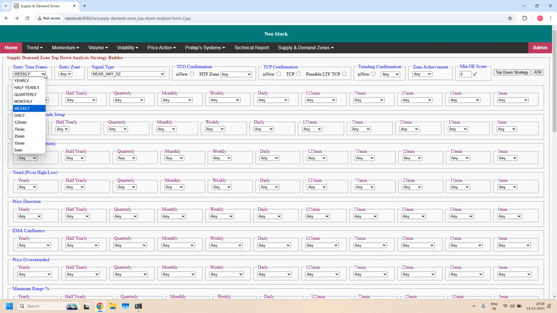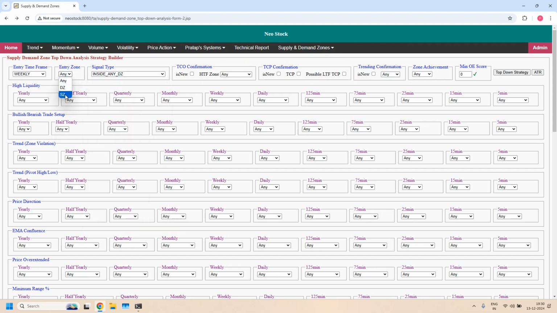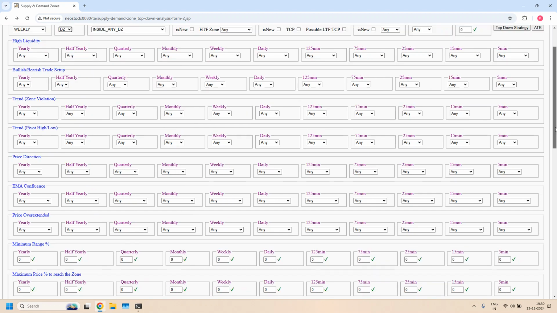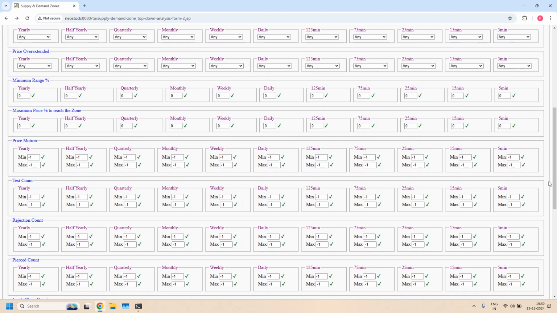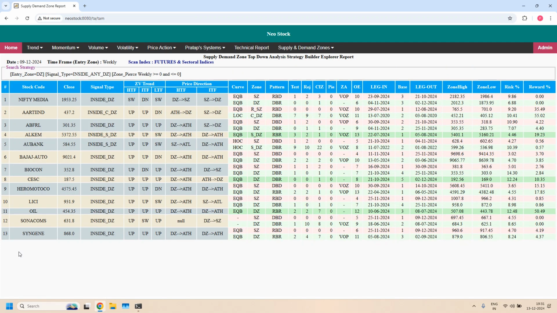Next weekly time frame, price closed inside the weekly demand zone, and this weekly demand zone should not be pierced. So pierced count weekly time frame minimum value 0, maximum value 0. That means pierced count is 0. That means zone is not pierced. We got 13 stocks. Price closed inside weekly demand zone.